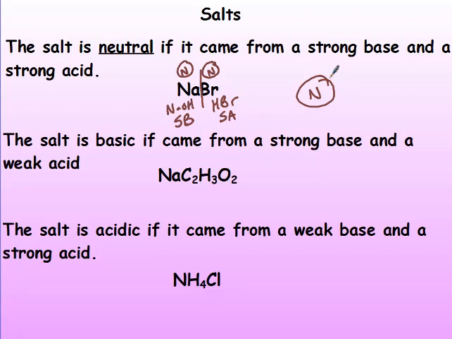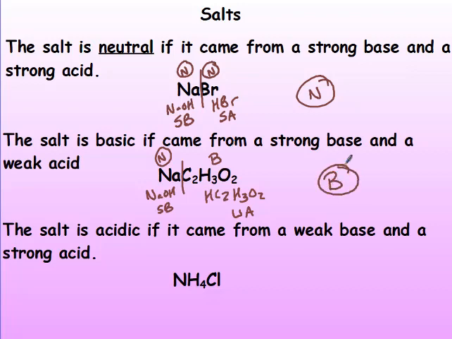A salt is basic if it came from a strong base and a weak acid, so same thing. NaOH is a strong base, so Na is neutral, while acetic acid is not one of the strong acids, it's a weak acid, so its conjugate should be basic. So this salt is basic.